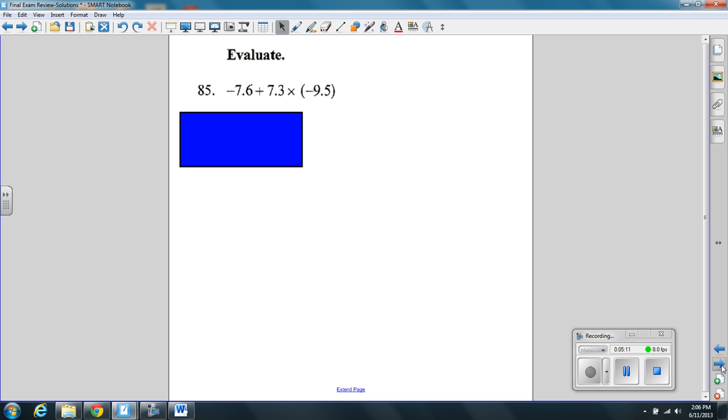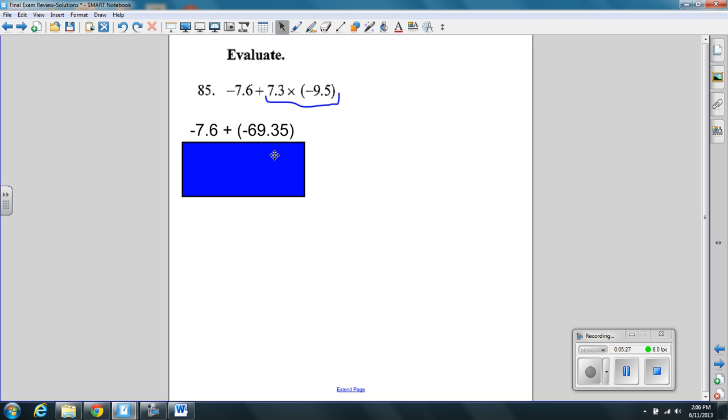Number 25 asks us to evaluate, and if you notice we have addition and we have multiplication. So in order of operations, we multiply first. So negative 7.6 plus this product is negative 69 and 35 hundredths. And since both of these signs are the same, we add, keep negative. Negative 76 and 95 hundredths.